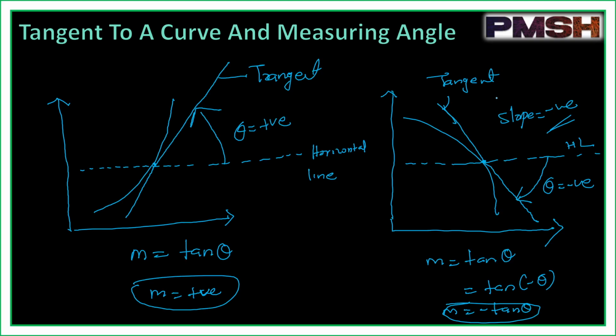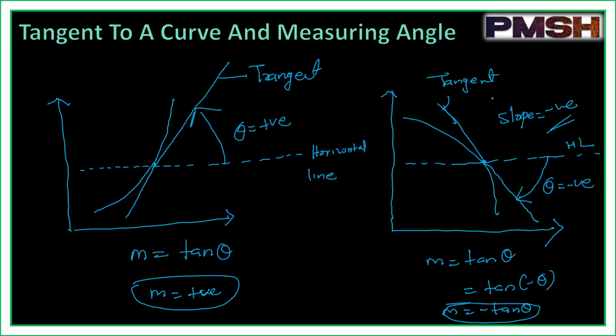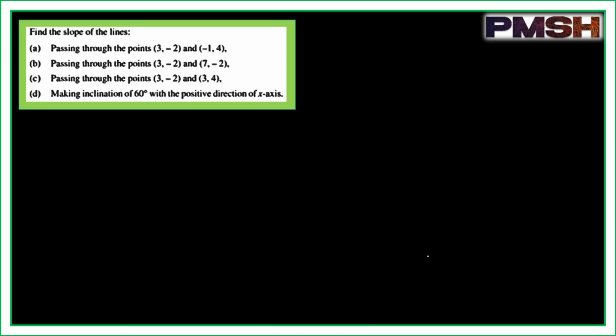So this is the concept of slope. Then we have discussed positive and negative angle and what is the tangent to a curve and also how to measure the angle to that tangent from the horizontal line. Based on that, how a positive slope and how a negative slope is formed. These are the things that we have discussed. Okay. Now we have some questions to understand these concepts.